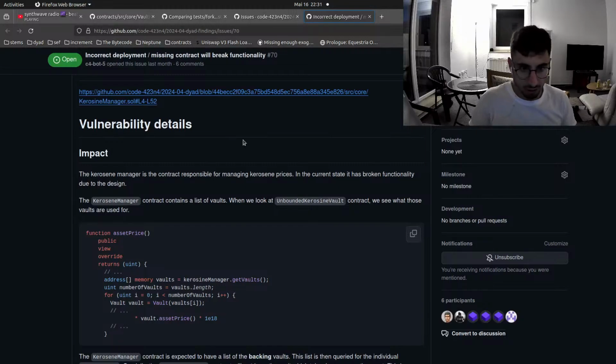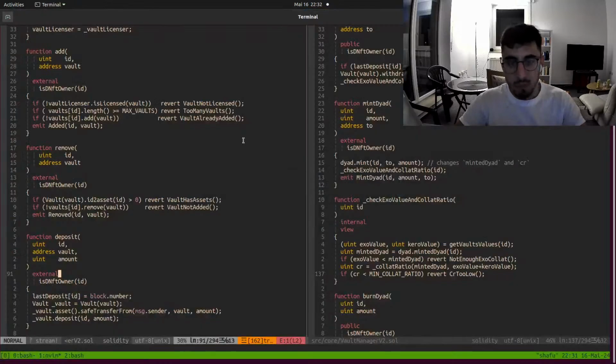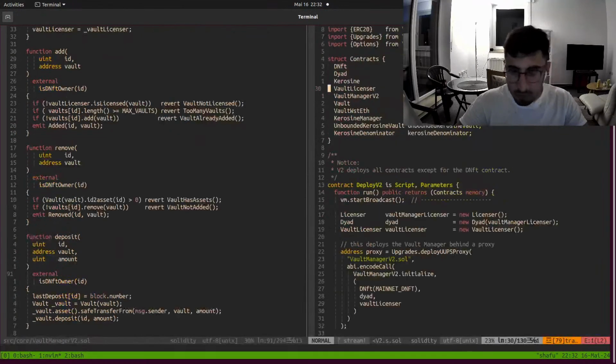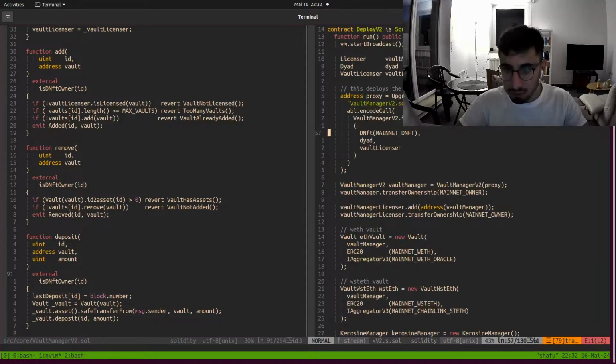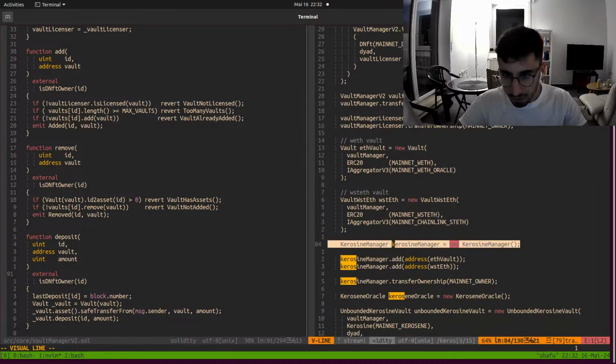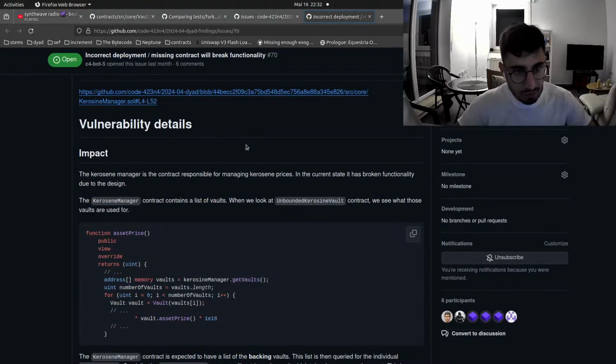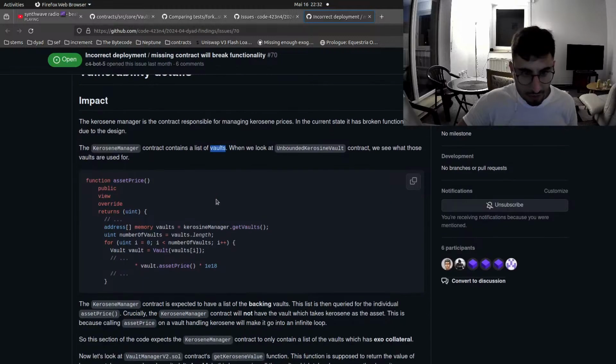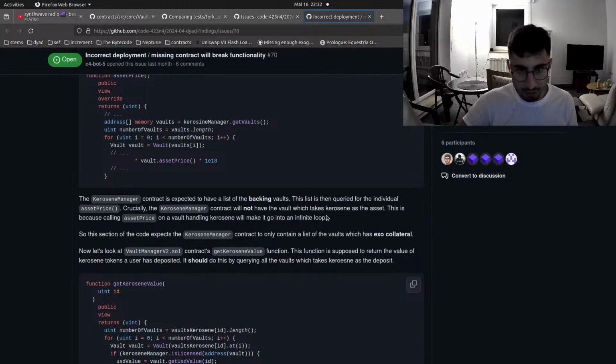The currency management contract contains a list of vaults. Yeah. In the previous, like for the Code Arena version, we had a currency manager. This one. When we look at unbounded, expect to have a list of the back invoices.